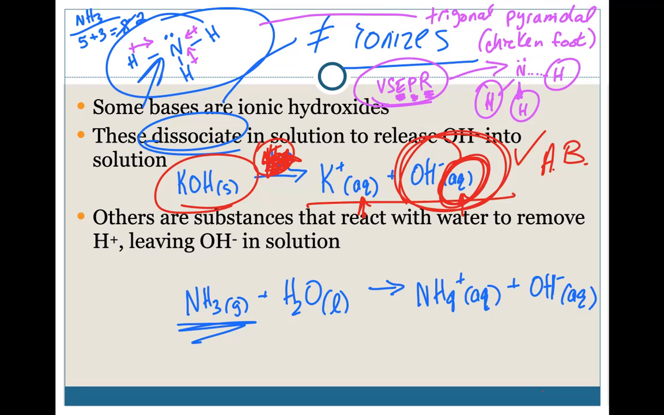So again, if we're applying the Arrhenius definition, we have an aqueous solution, check. Hydroxide ions, check. It is an Arrhenius base. Okay, hope that makes sense.